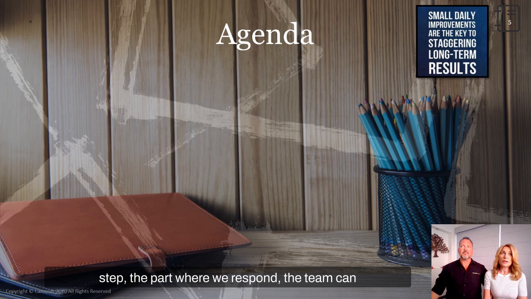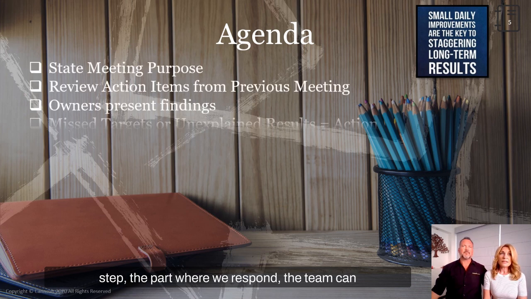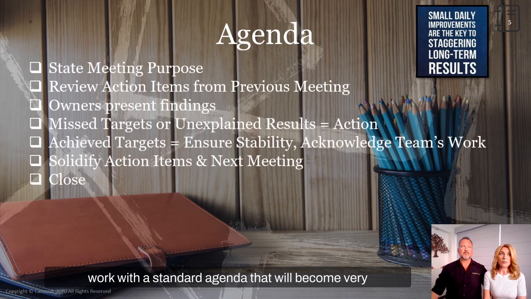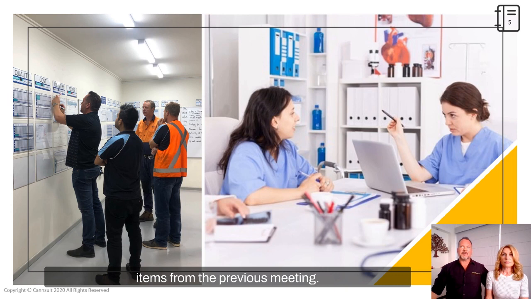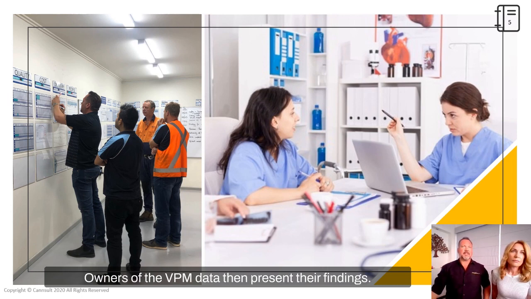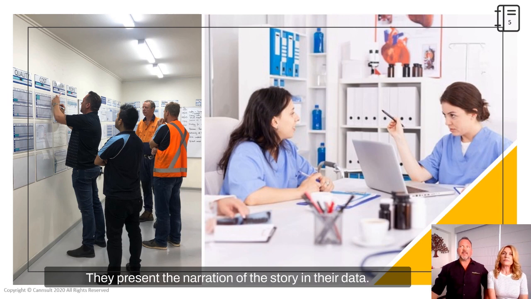And in this step, the part where we respond, the team can work with a standard agenda that will become very comfortable with. Here's a typical VPM meeting agenda that starts with a quick refresh on the meeting purpose. This is a great practice to start any meeting to ensure that the participants know what they're there for. Next is to review the action items from the previous meeting. Owners of the VPM data then present their findings. They present the narration or the story in their data.